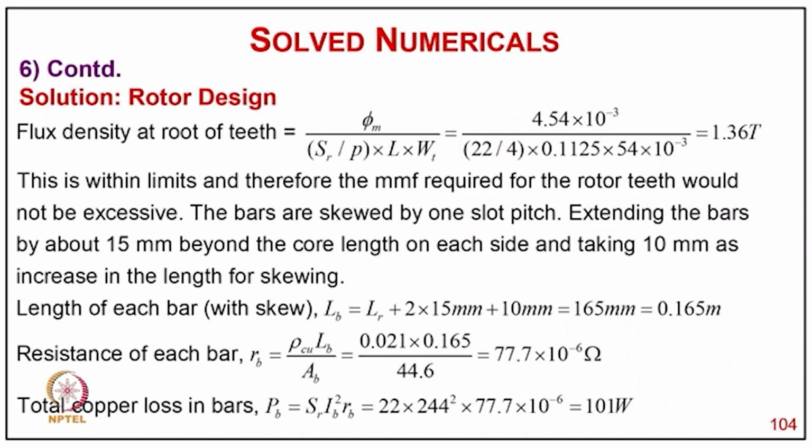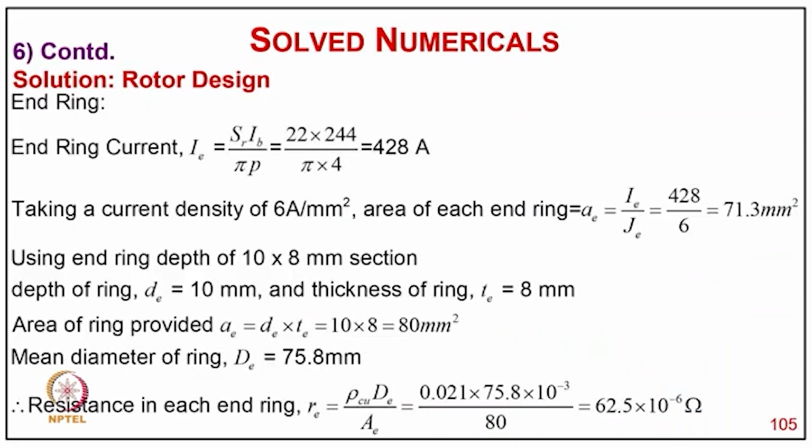Extend the bar by 15 mm beyond the core length on each side, taking 10 mm as the increase in length for skewing. The length of each bar with skewing LB equals LR plus 2 into 15 plus 10 mm, so it comes 165.65 mm, and resistance of bar is then RB equals rho Cu into LB upon AB. It comes like 77.7 × 10^-6 ohm. Total copper loss in the bars is PB equals SR into IB square RB. So it comes 101 watt.